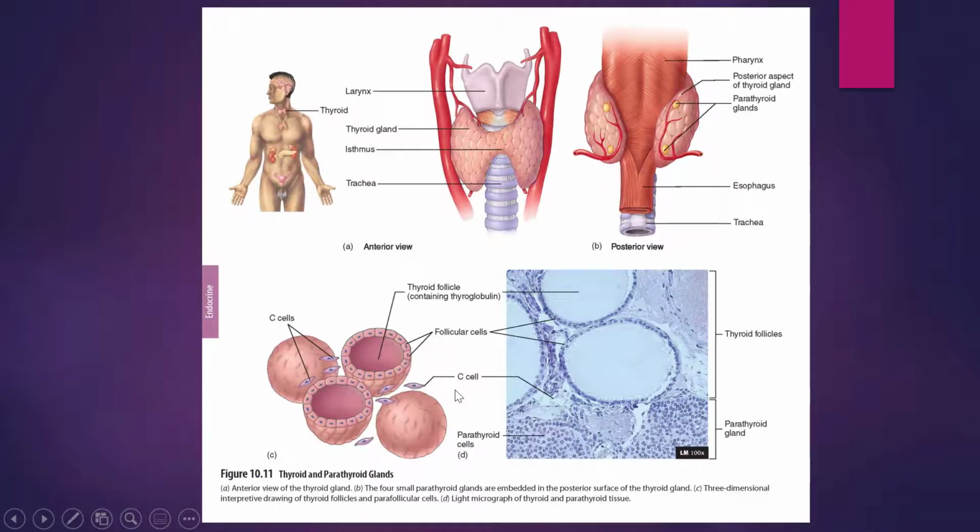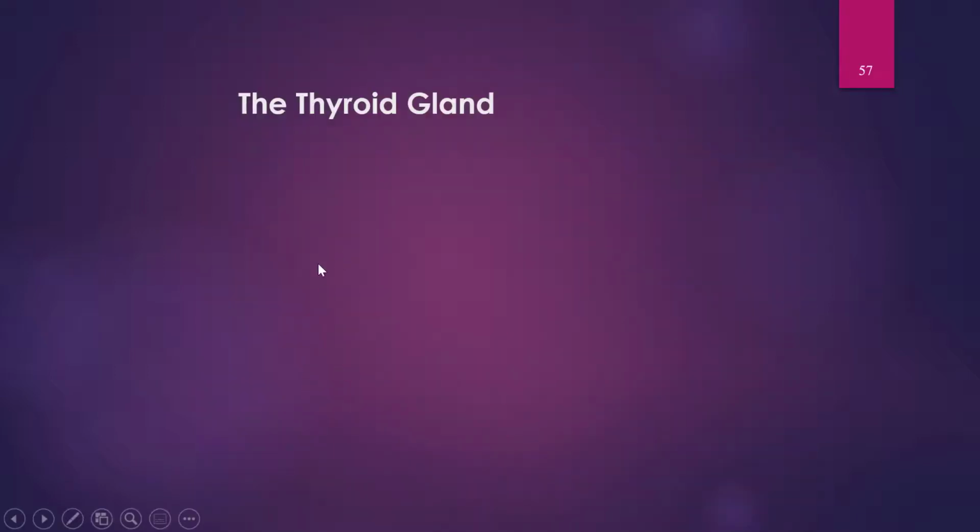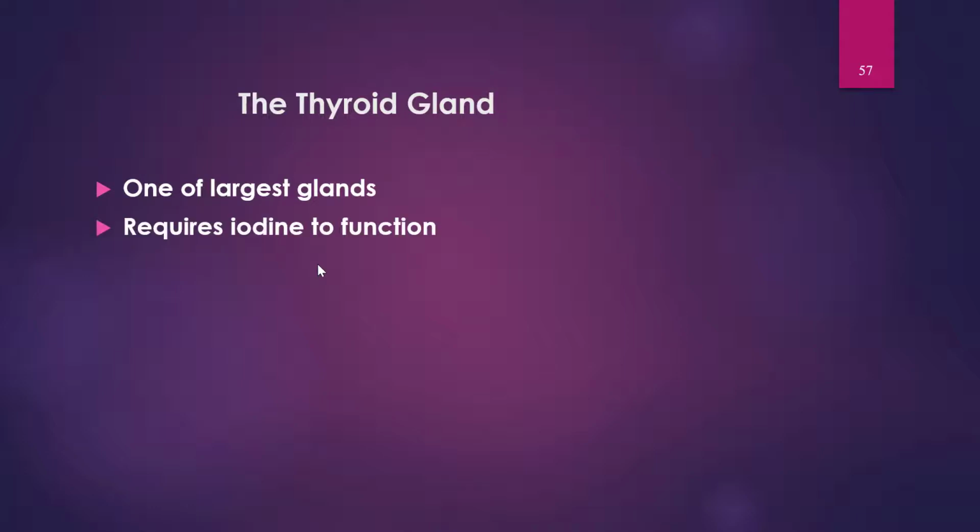Okay, and this picture here will be the picture of the thyroid gland and the parathyroid glands together. So let's take a look at the thyroid gland. The thyroid gland is one of the largest glands. It requires iodine to function. It requires iodine to help in the maturation of the thyroxine hormones.